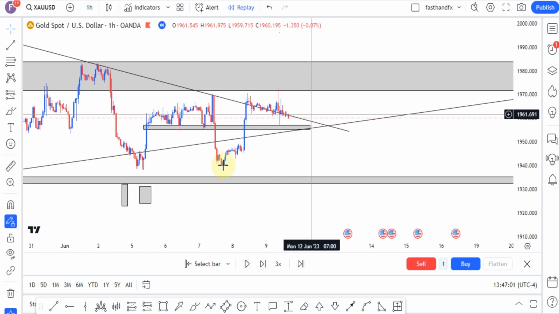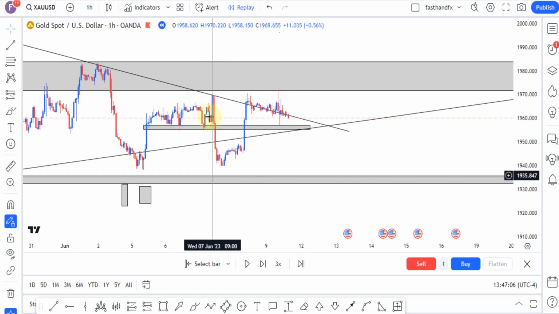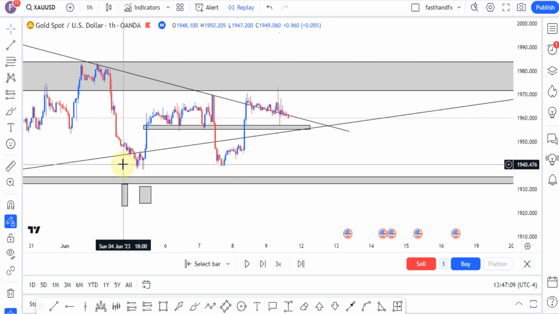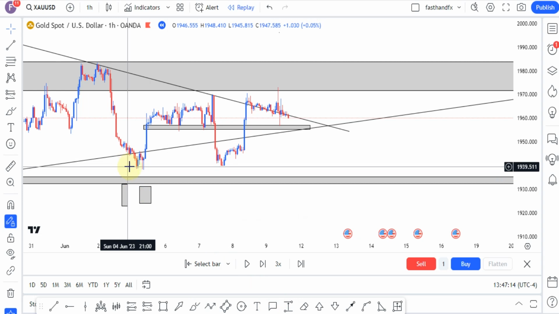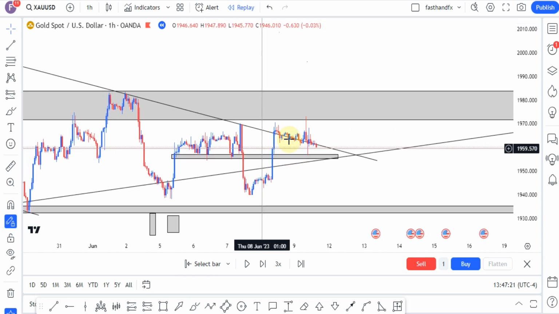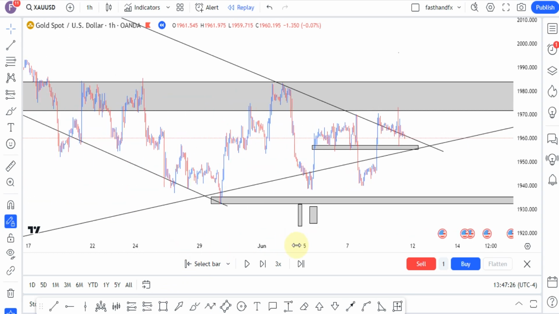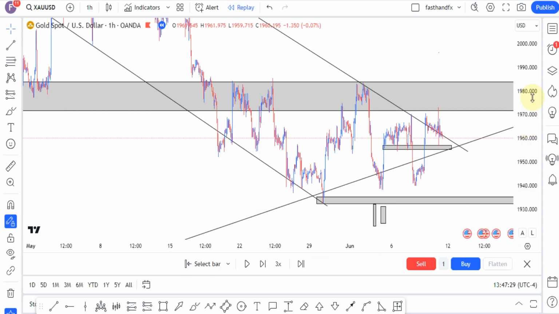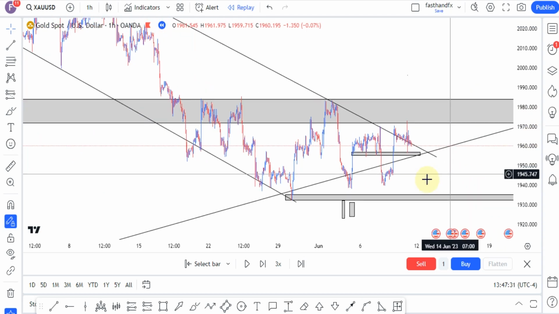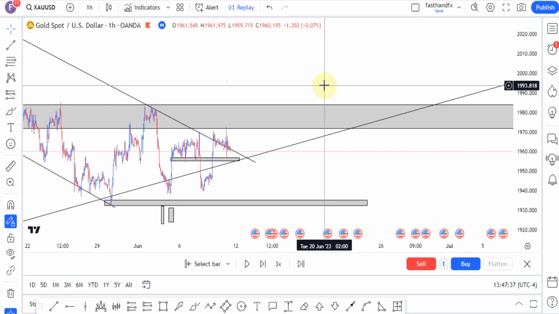So the market didn't respect these areas, so we were looking for sell opportunities, but we didn't get them. So you see, guys, because the market didn't give us these opportunities down here. So let's see what the market does up above this area. What does the market do? What's happening here, guys?